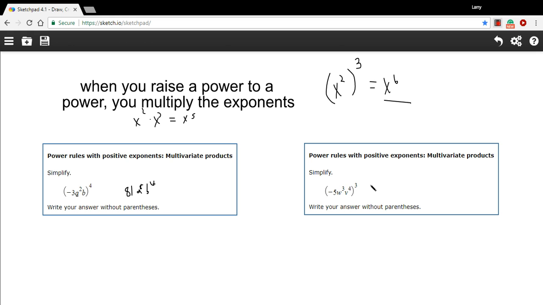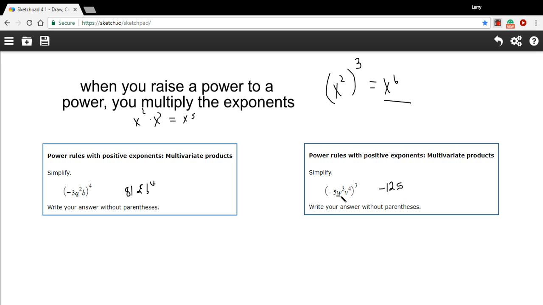Let's try another here. So here we have a -5, w to the third power, v to the fourth power, and we're raising this to the third power. This is an odd power, so our negative sign is going to remain. So I'll just put that in there to begin with. And then 5 to the third power is 125. If you're not sure of those numbers, just use your calculator.